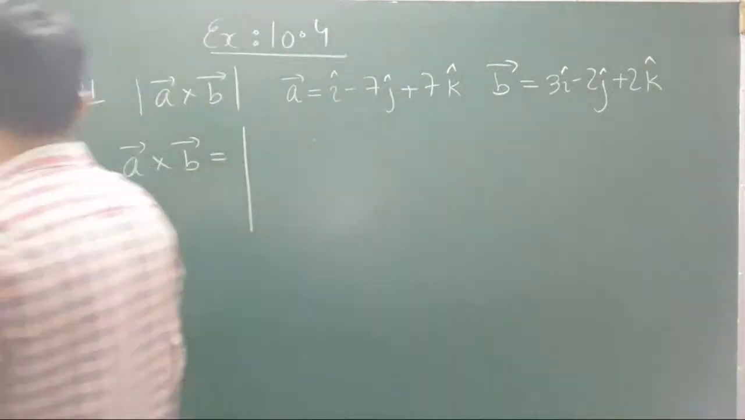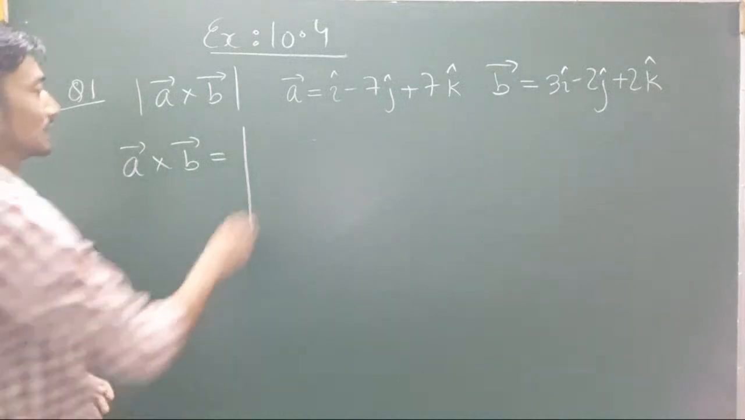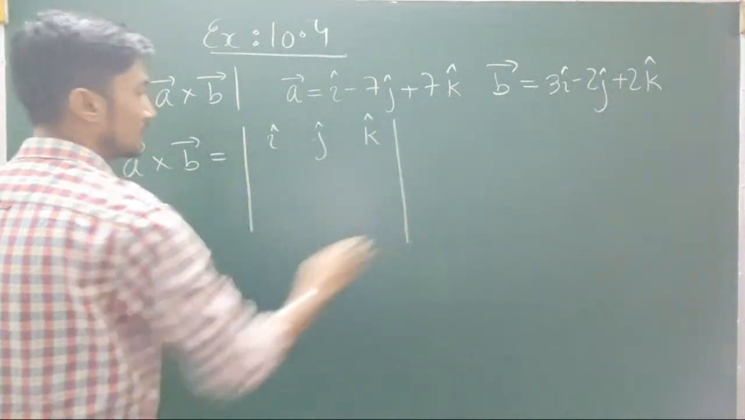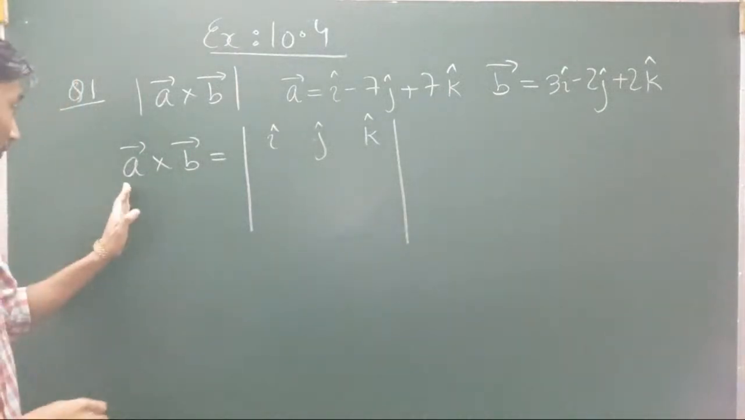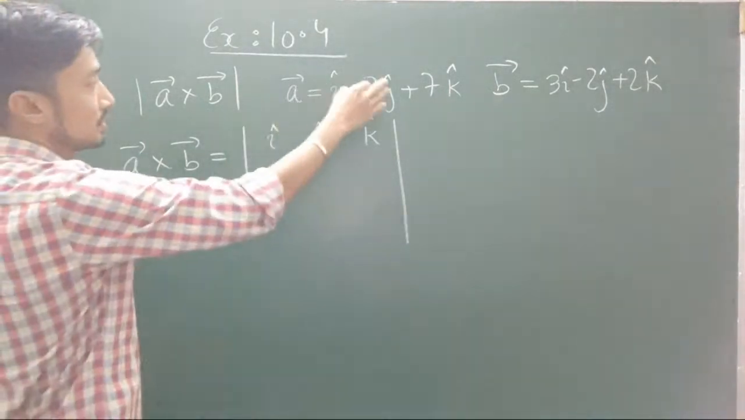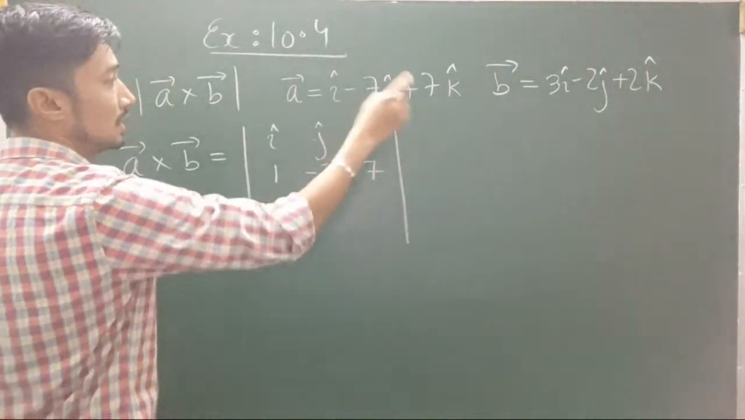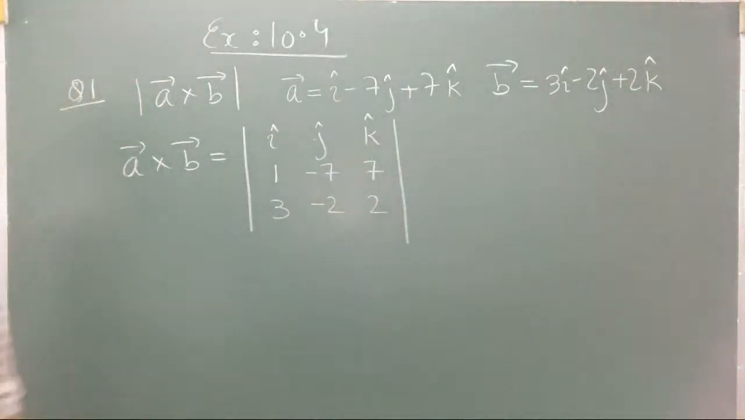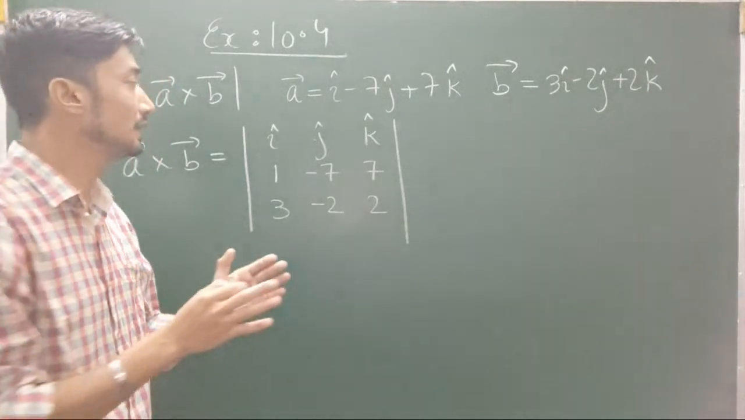All right, so when you go for the cross product of two vectors, we write i, j and k. Write down these three unit vectors first, and then write down the coefficients of A first and then B. So the coefficients of A for i, j and k are 1, minus 7, plus 7. And B would be 3, minus 2, 2.